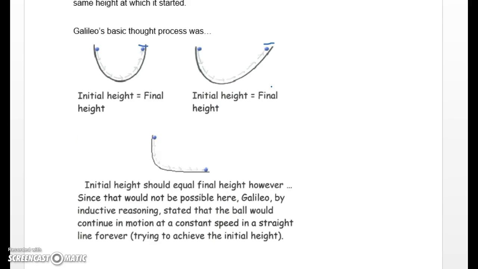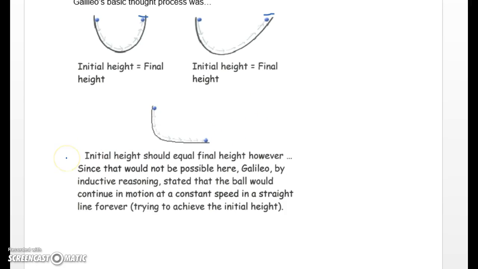So obviously this initial height should be equal to the final height, even if you dropped it from a slant that eventually just flattened off. Since that would not be possible, Galileo thought that the ball would continue in motion at a constant speed in a straight line forever, trying to achieve that initial height. And this is how he came up with the idea of inertia.